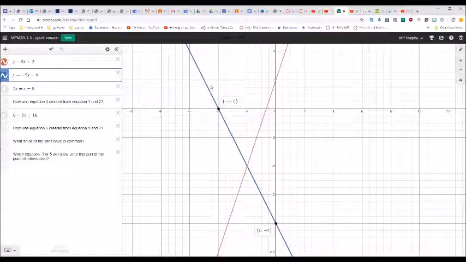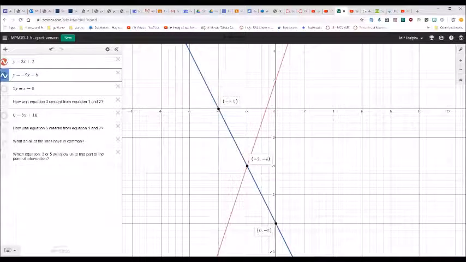And notice that these two lines have slopes that are not really opposite slopes, but one is positive, one is negative. So the first line, the red line, has a positive slope, and the blue line has a negative slope, which means that they're going to intersect. And in this case, they intersect at the point (-2, -4).